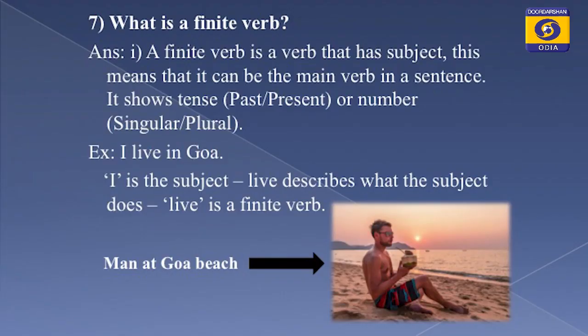So what did we learn? What is a finite verb? A finite verb is a verb that has a subject. This means that it can be the main verb in a sentence. It shows a tense, either past or present, or number, singular or plural. Take one example. I live in Goa. My father is a government servant. These are some examples. Here, I live in Goa. I is the subject, and live describes what the subject does. So live is a verb, and we can say this is the finite verb.